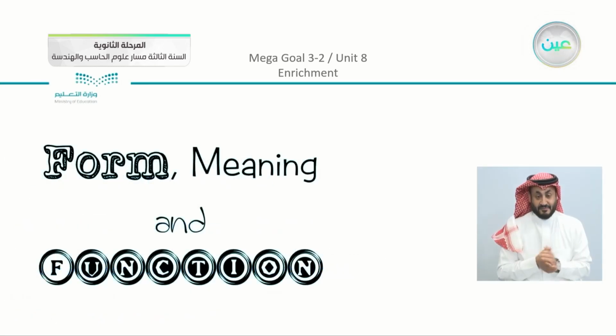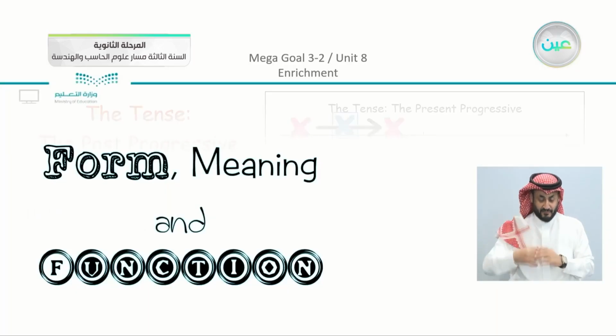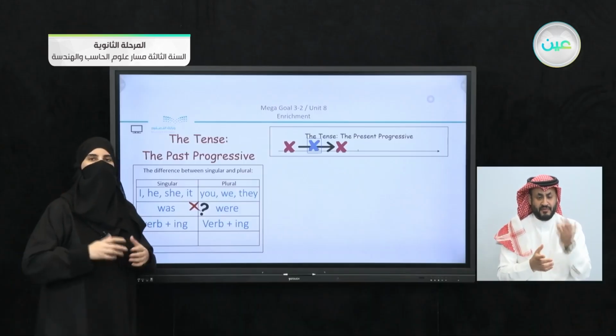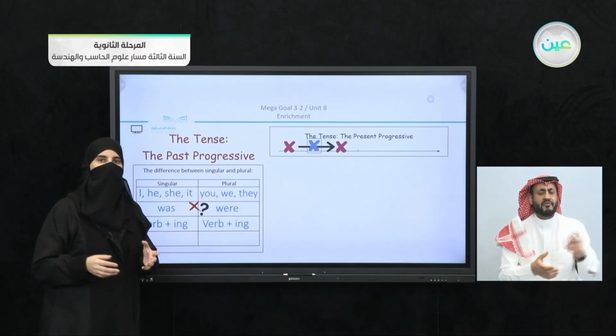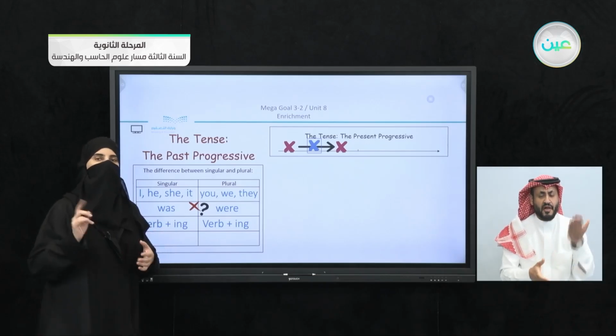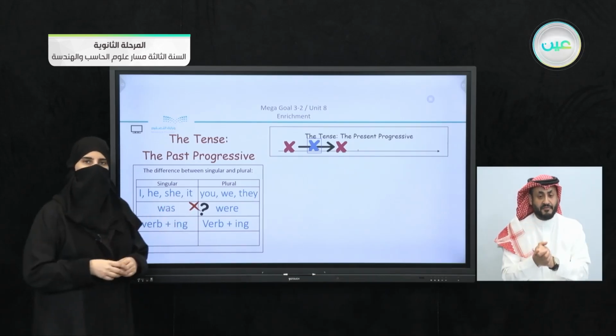So we have reached the last part of our enrichment in Unit 8, which is concerning the form, meaning, and function lesson. We're going to just revise what we have in our lesson here. Now, if you recall that we studied the tense, the past progressive. Since the first semester, we studied different types of tenses here. We studied the present simple, the past simple, the present progressive, and we also studied the past progressive, as you can see.